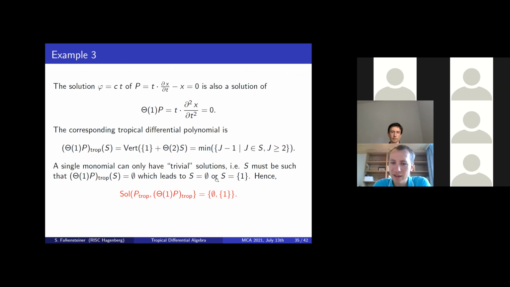And this is exactly what we had in the very beginning by studying P in the usual setting, the differential algebra setting. But what we have here is that the solution set of the tropical versions of P and its first derivative gives us the support set of the solutions. But this is interesting. Previously, we just had to take a look at P, but in the tropical analogon, we have to take a look at P and its first derivative.